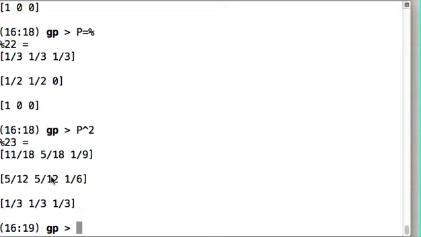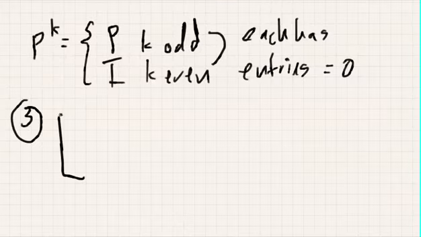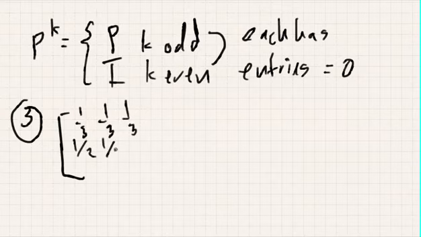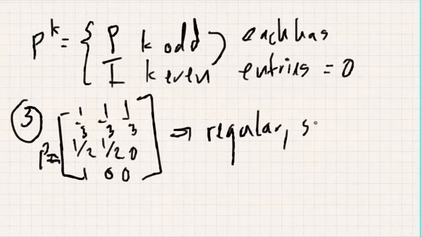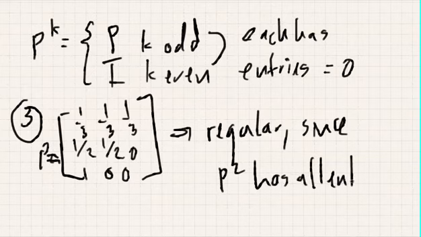So this says that this matrix is actually regular because after two iterations of the matrix, I can get from the first, second, or third state to the first, second, or third state. Okay, great. So 1/3, 1/3, 1/3, 1/2, 1/2, 0, 1, 0, 0. If this is P, then this is regular since P squared has all entries greater than 0.